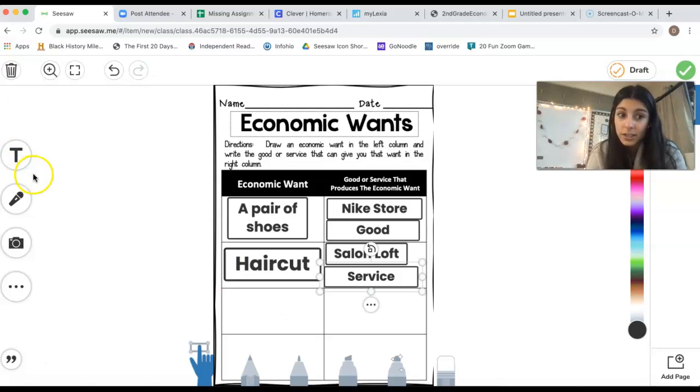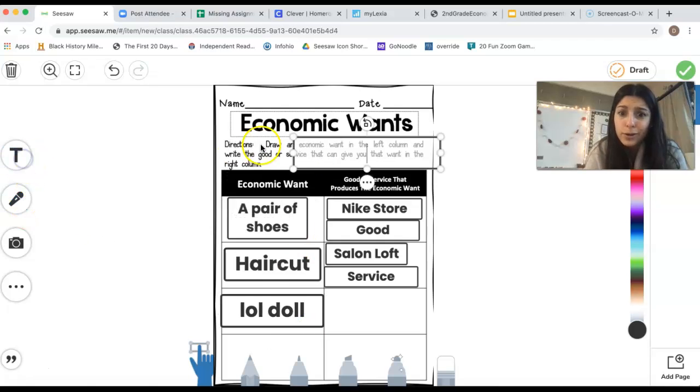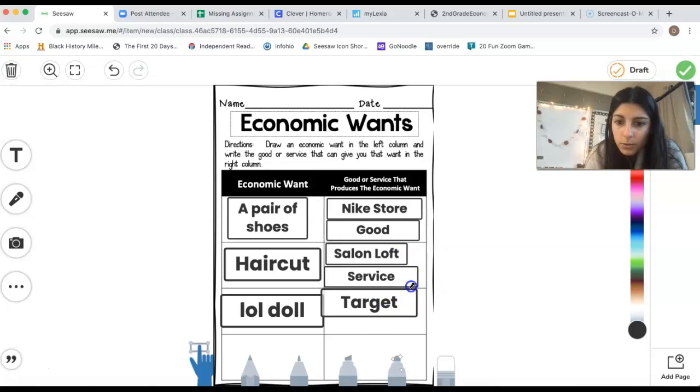All right. Just to give you one more idea, maybe you really want an LOL doll. Okay. Oops. Girls, you know what I'm talking about. Boys, you probably do too. LOL doll. That's what I want. Where can I buy it? Maybe I can go to Target. I don't know. A store where you can buy toys. I'm thinking Target is one of them, so there we go.